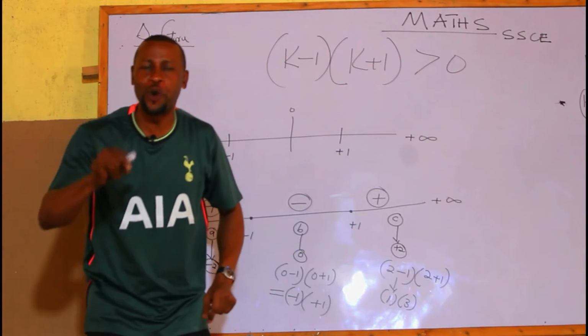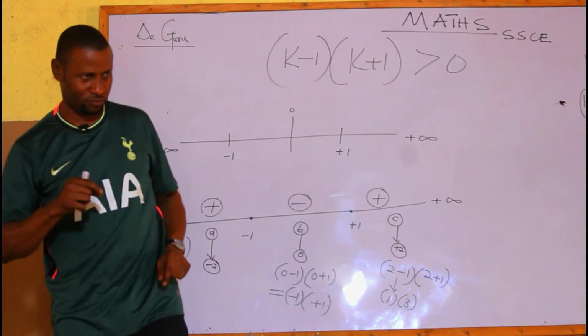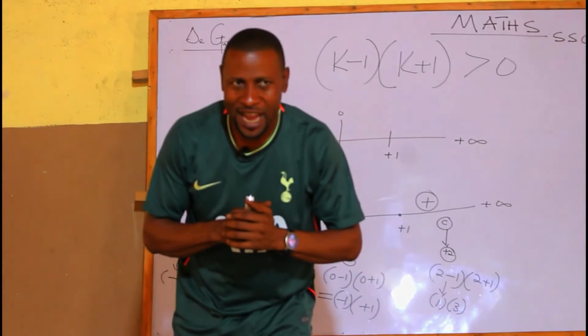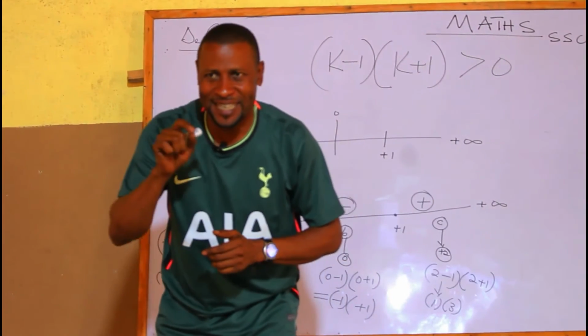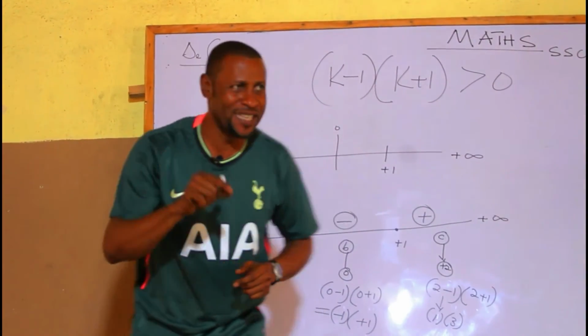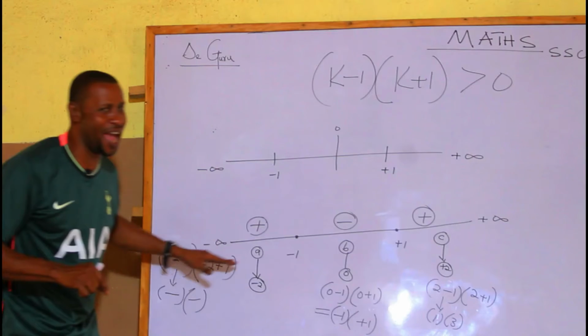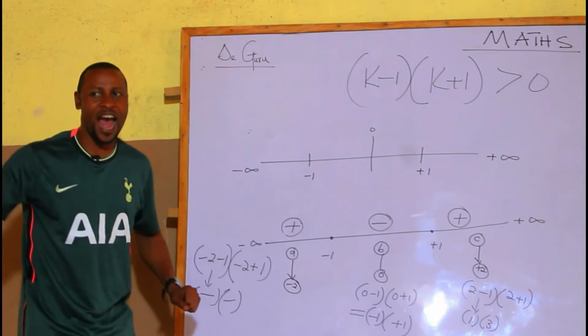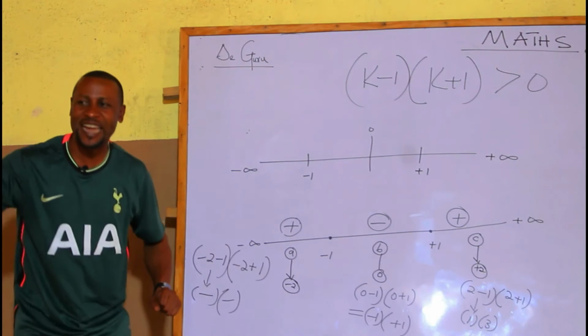For something to be greater than 0, can that thing be negative? Can it be negative? That means that thing is what? Positive. It means that go to the number line. Go to where, somebody? The number line. Avoid any region that is negative.